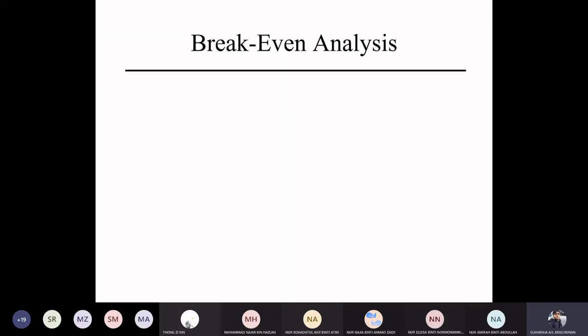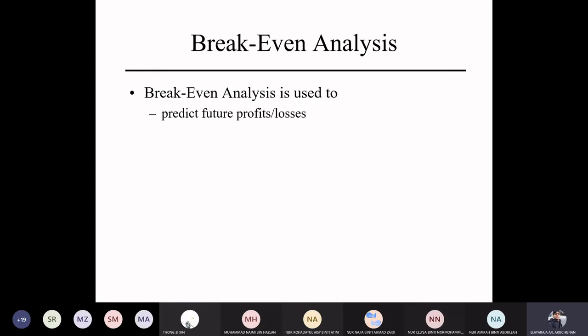Now, in break-even analysis, you should understand that it is used to predict future profit and losses. Usually this is what we do. After some time, when your business gets better, we are going to do the analysis. Only then can the break-even analysis be done in order to see the profit and losses.